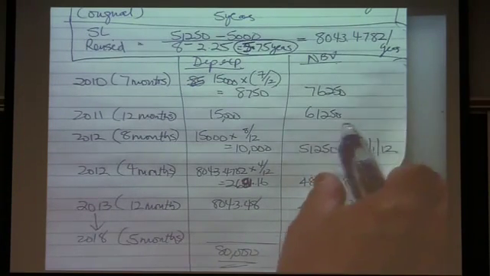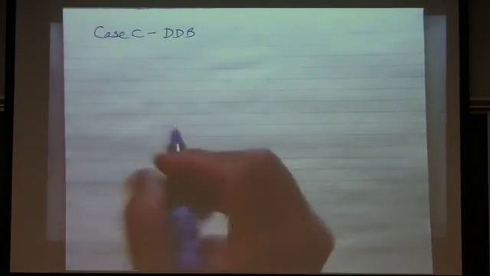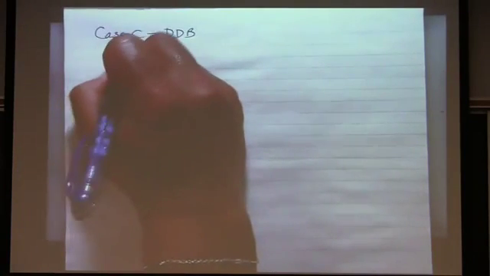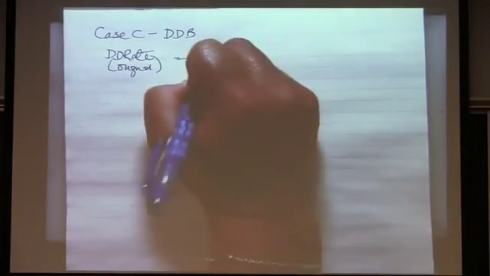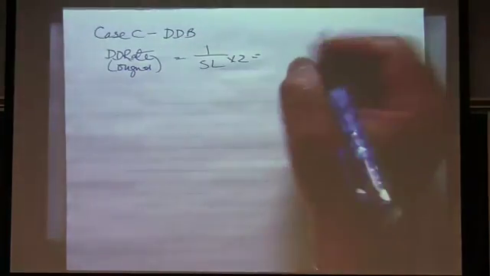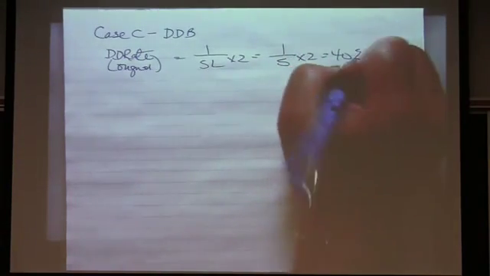Now, what would this look like under the double declining balance? So, under the double declining balance, so case C, double declining balance, we're going to have to recalculate, just like we did with straight line, on September 1st, 2012. So in looking at the double declining rate, this is the original, we know it's 1 over straight line times 2, and that is 1 over 5 times 2 is 40%.